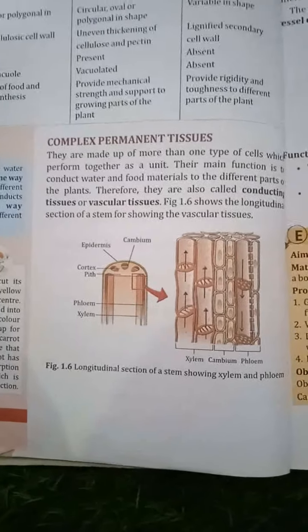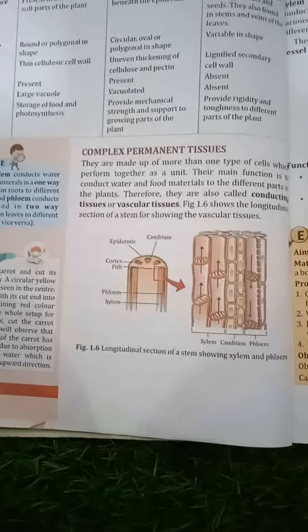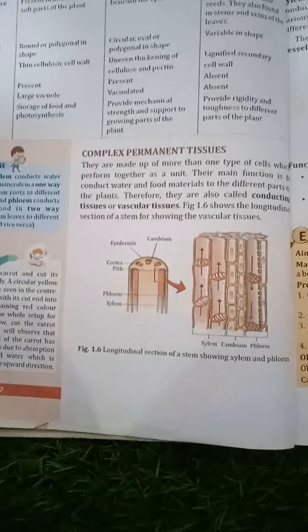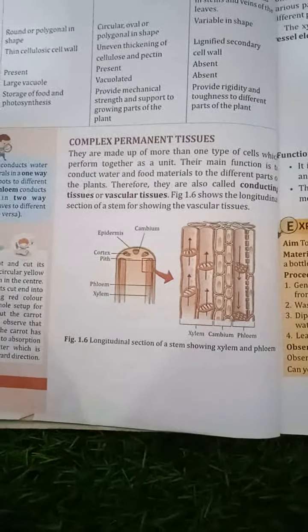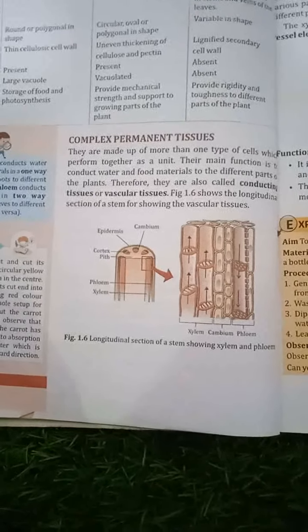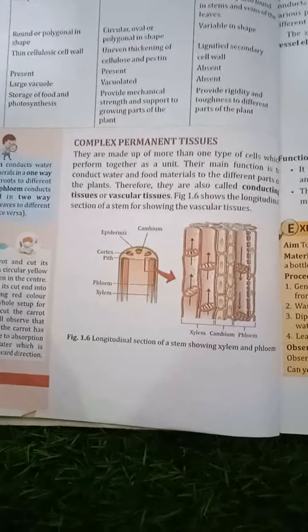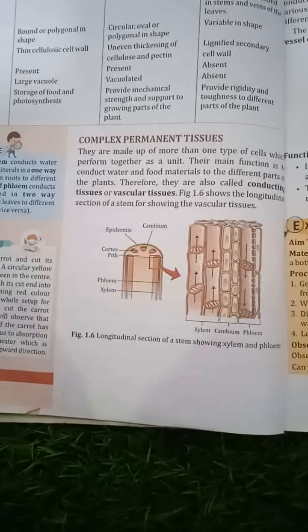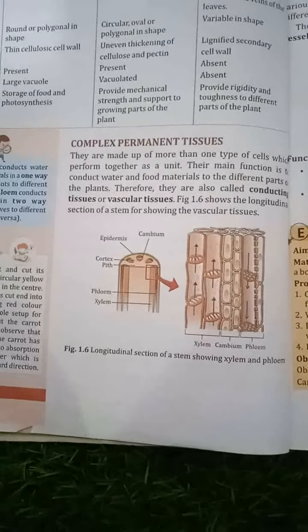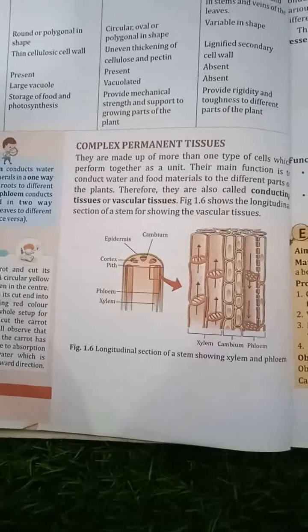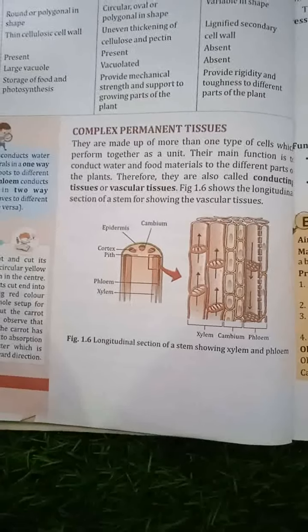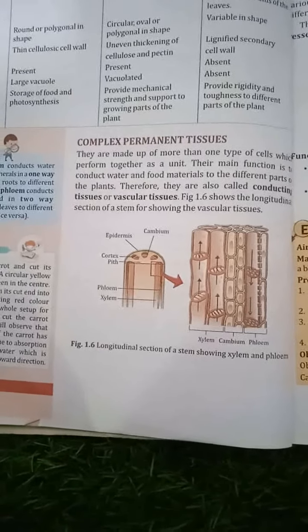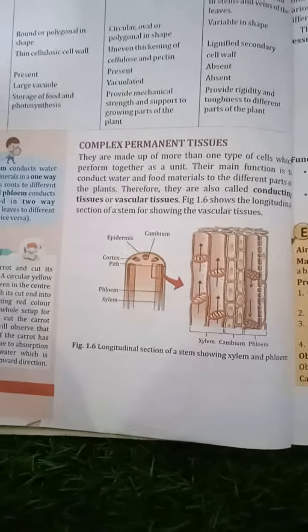So what is the main function of complex permanent tissue? In plants, there is a need of water and food materials in all the parts of the plant. The roots absorb water, and the leaves prepare food. So how does it go to different parts of the plant? That is because of complex permanent tissues. They help in conduction of water and food in the plants. Because of this, they are also known as conducting tissues or vascular tissues.